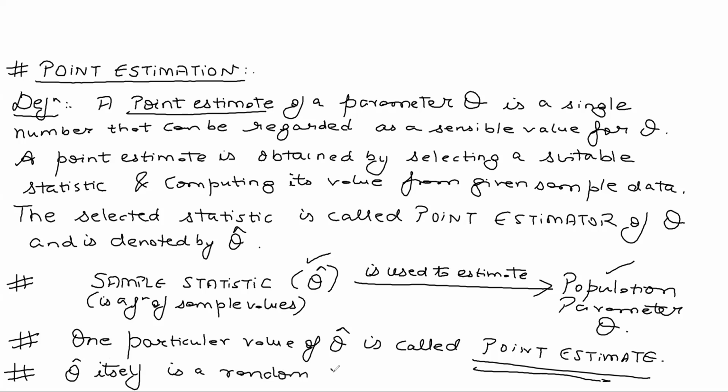And every random variable has mean and variance. So theta hat, which is a function of the sample values, which will be used to estimate theta, will be called the point estimator of theta. And one particular value of theta hat is called the point estimate of theta. So I hope students are clear with this.